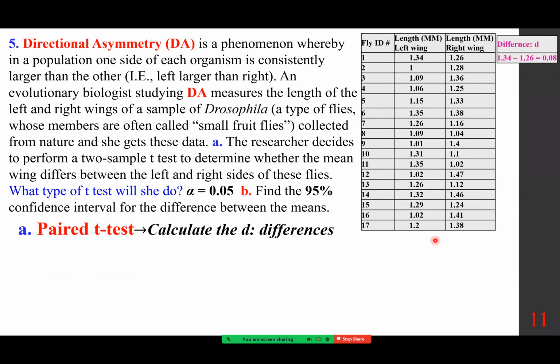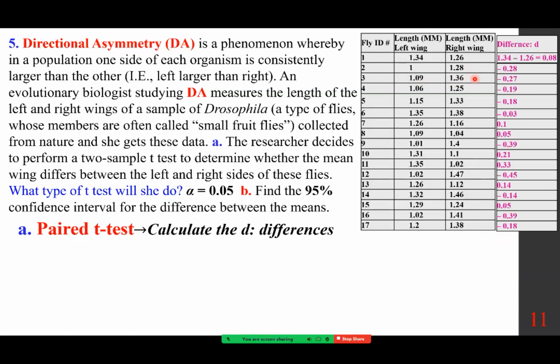We do the same thing for all of them. So for the second one, 1 minus 1.28 is minus 0.28. For the third one, 1.09 minus 1.36 is minus 0.27. So this difference is the left minus the right, L minus R, L minus R. Okay, everybody. So we are going to write L minus R.